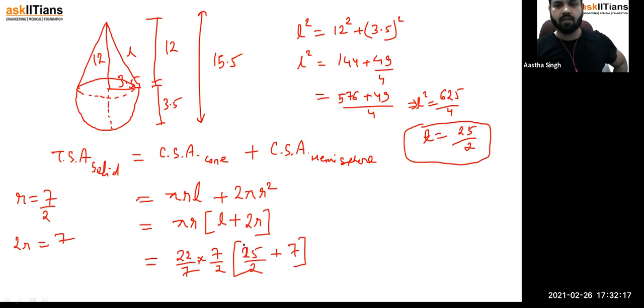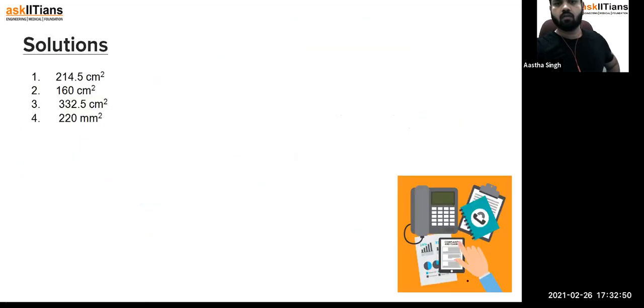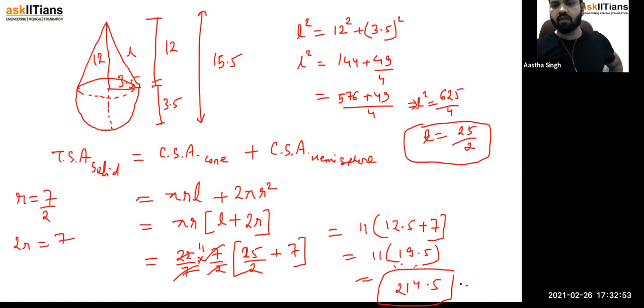Okay. 7 and 7 will cancel out. You can cancel out 2 by 12 to 2 by 11. So basically 11 multiplied by 25 by 2 is your 12.5, plus 7. So 12.5 plus 7 is your 19.5. So you will get 214.5. Meter square or centimeter square? You will get 214.5 centimeter square.